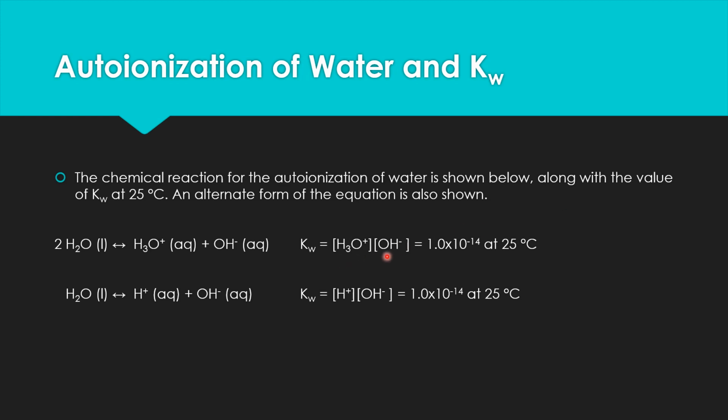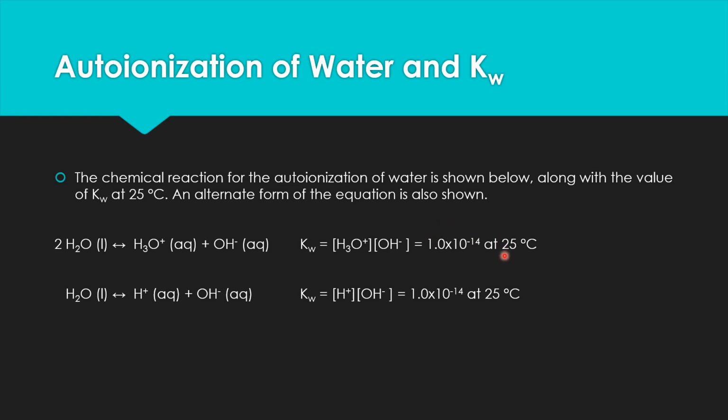We could write an equilibrium expression for this reaction, again, products over reactants. So we have the hydronium and the hydroxide, but our reactant is a pure liquid, so we don't get a denominator on this one. If we multiply that hydronium and that hydroxide ion concentration, we're going to get our Kw value, which happens to be 1 times 10 to the negative 14th.